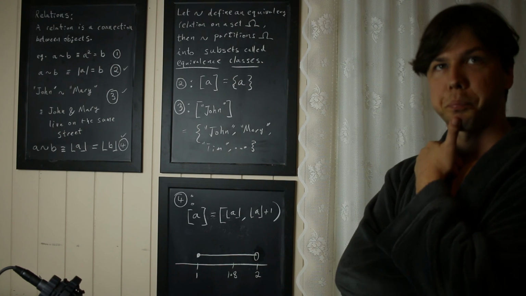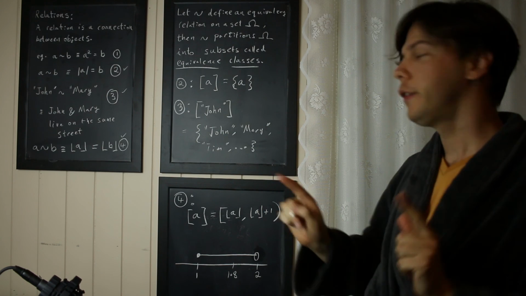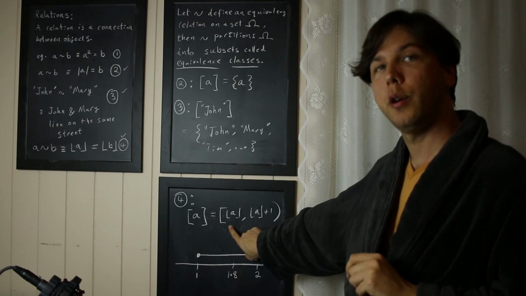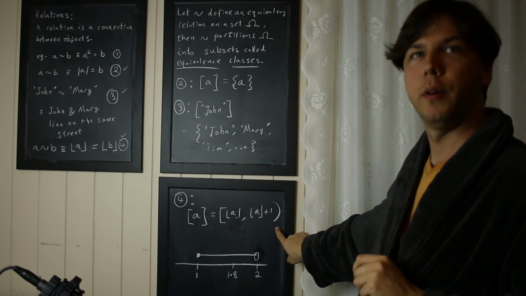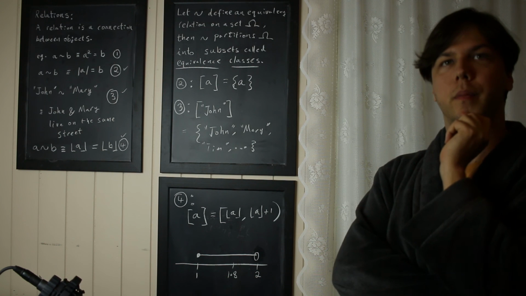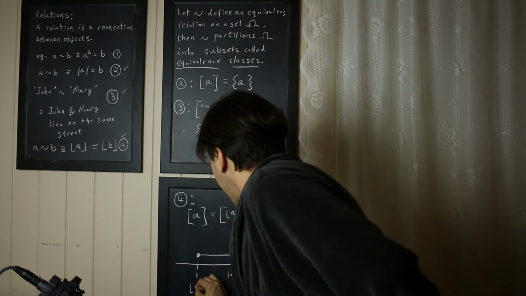Okay, so we're dealing with real numbers, and what we've got here are intervals. By the notation here, square bracket means we're including the lower point, excluding the upper point, and that's exactly the same as this diagram.